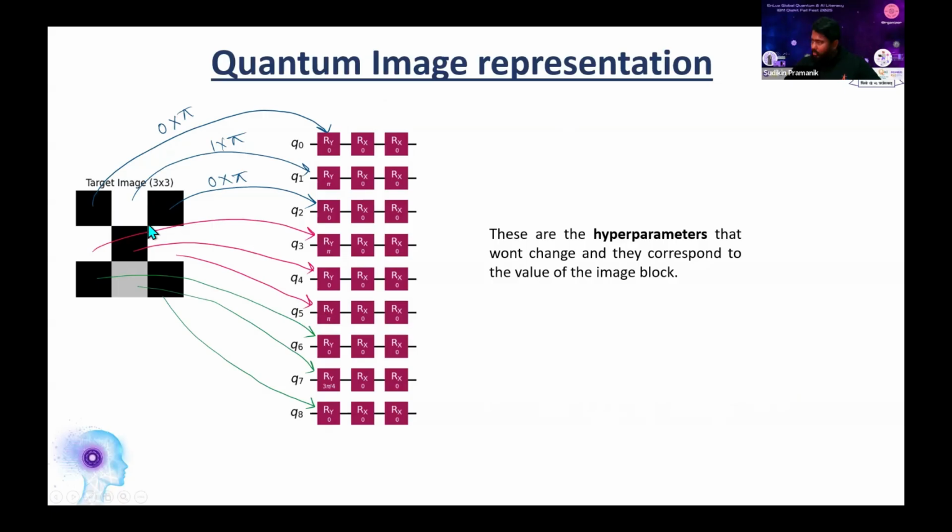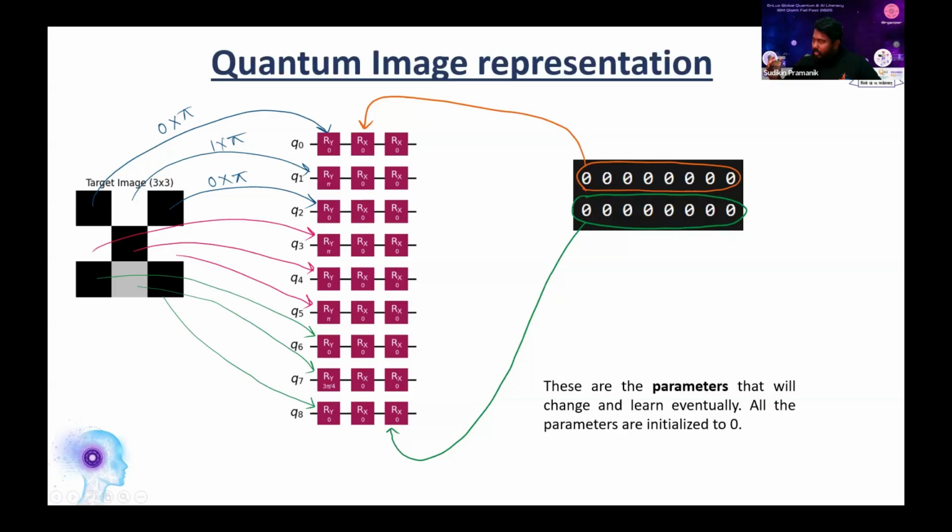So image values are there. Hyperparameter means the image values converted to the angle values. So we are using angle encoding here. Converted to the angle values, they won't change. So they are hyperparameters. Next, we have parameters. That means we want these values to change, and we have initialized them. Every weight that you want to put has to be given some initial values, and for all the angle values we have put here 0.